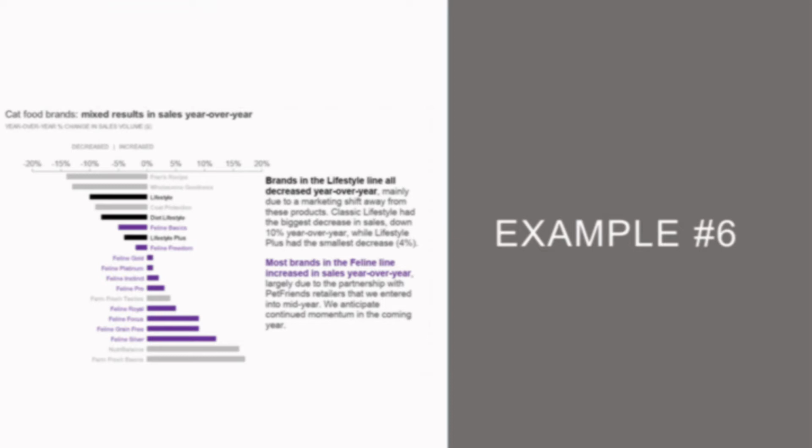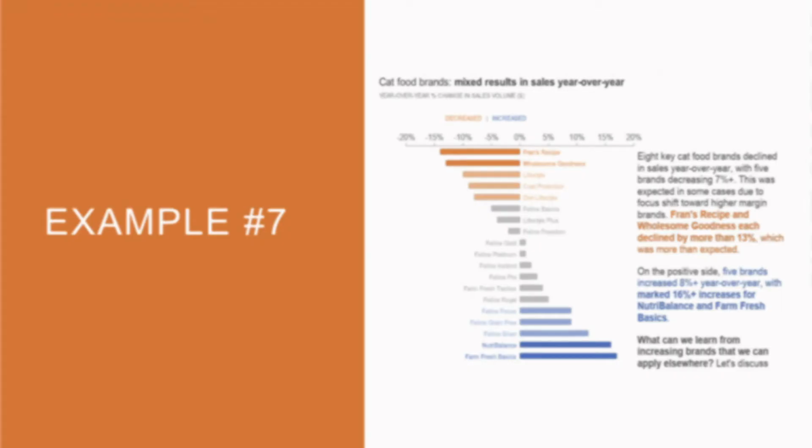So we can see here we have negative brands in the lifestyle line, decreased year over year. And then we have purple. Most brands in the feline line increased in sales year over year. We can see that here. Let's keep going. Last, certainly not least, mixed results in sales year over year.